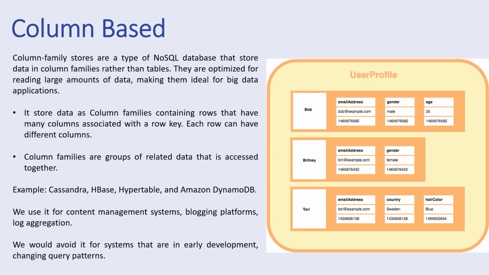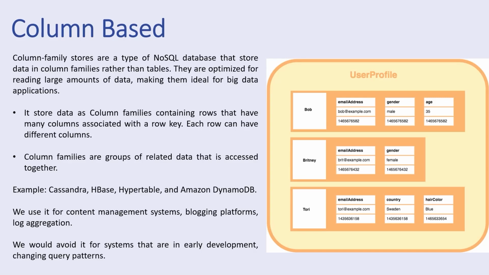The third one is column-based. A column family store is a type of NoSQL database that stores data in column families rather than tables. They are optimized for reading large amounts of data, making them ideal for big data applications. It stores data in column families containing rows that have many columns associated with a row key. Each row can have different columns.